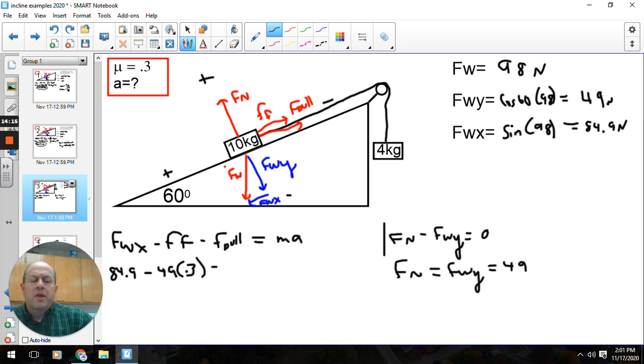Minus the pull. Now the pull is coming from this mass here. So that mass, the force of weight, is what's causing the pull. The pulley just redirects it, so it doesn't change the amount of the force. So for this one, we would have 4 kilograms times our 9.8 to give us our weight, and that's our pull, so that would end up being 39.2 newtons there. So for the force pull, we'll put 39.2 newtons in, and that's equal to ma.